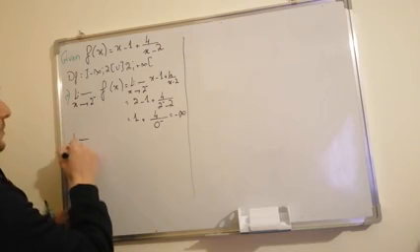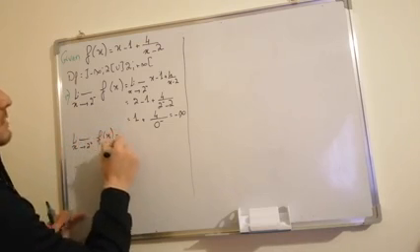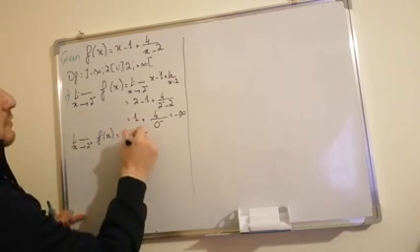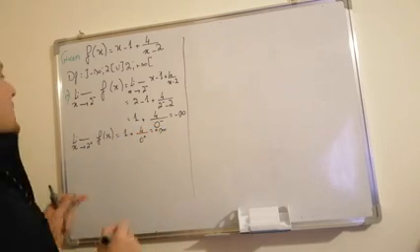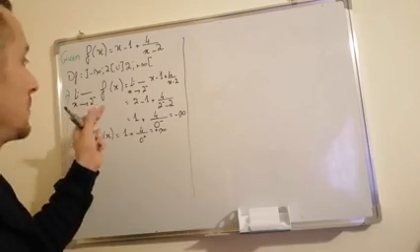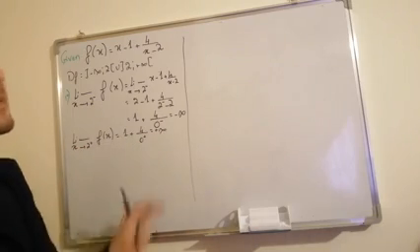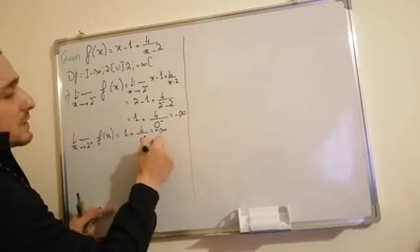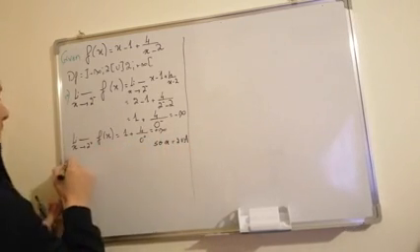Limit when x approaches 2 plus of f of x, same but 1 plus 4 over 0 plus, so it's plus infinity. We remark that when x approaches 2 minus, we obtain minus infinity. When x approaches 2 plus, it's plus infinity. So x equals 2 is a vertical asymptote.